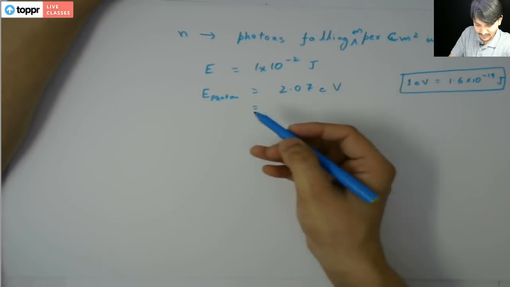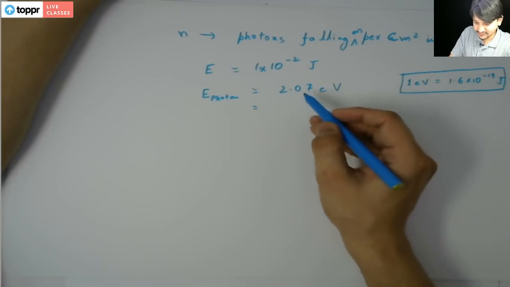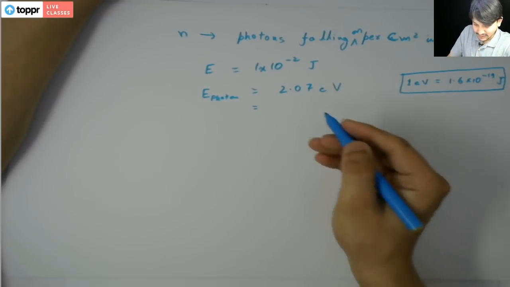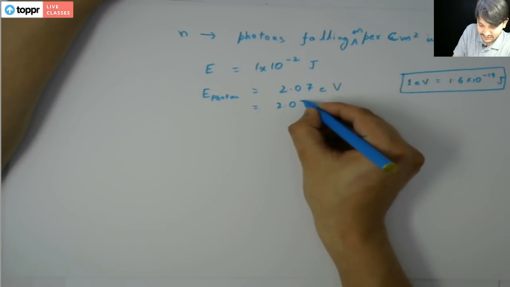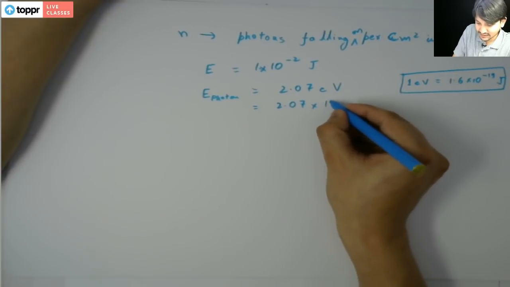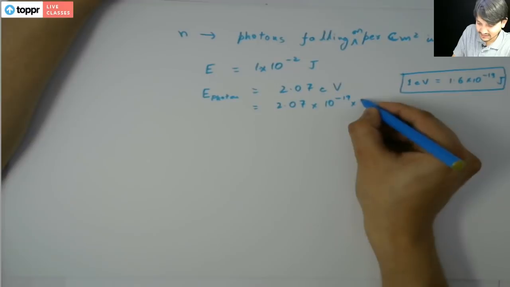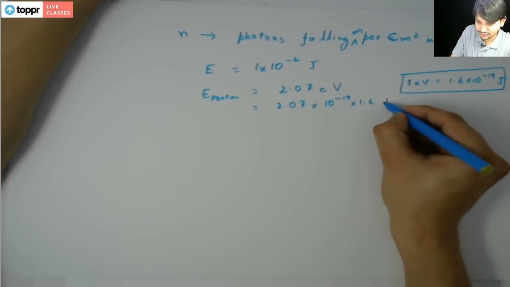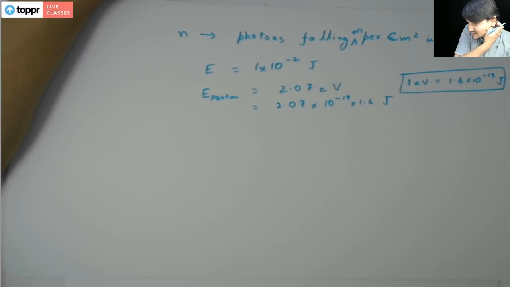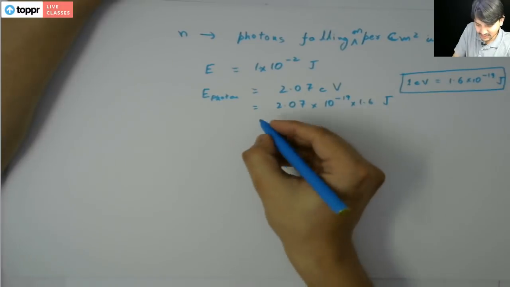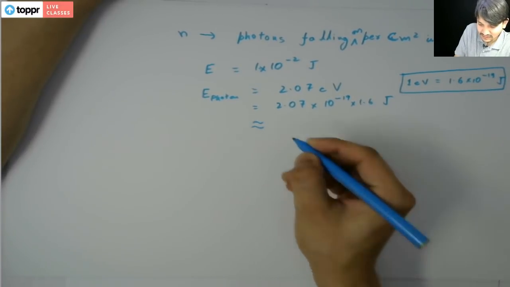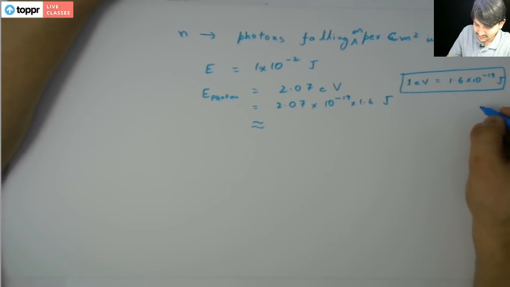So we can use this conversion and we will get 2.07 into 1.6 into 10 to the power minus 19 joule, and that would come out to be around 3.3, sorry, I missed the 1.6, around 2.6.